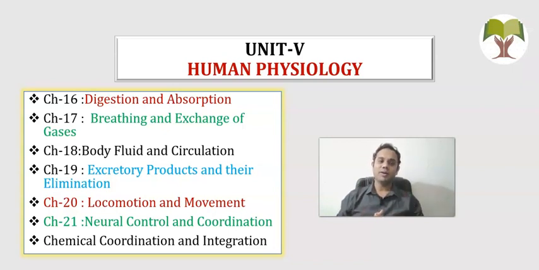In chapter number 18, what we're going to study is body fluid, that is blood. You know what is blood? Blood is the liquid connective tissue which consists of different components, like blood corpuscles such as WBC and RBC, and plasma.